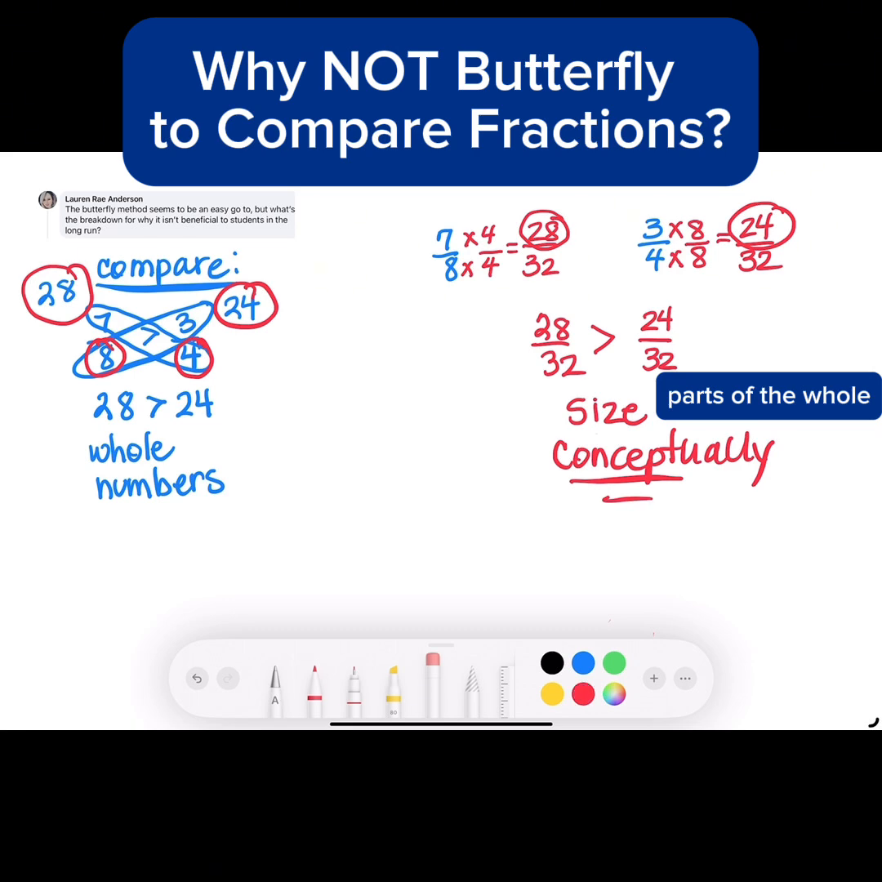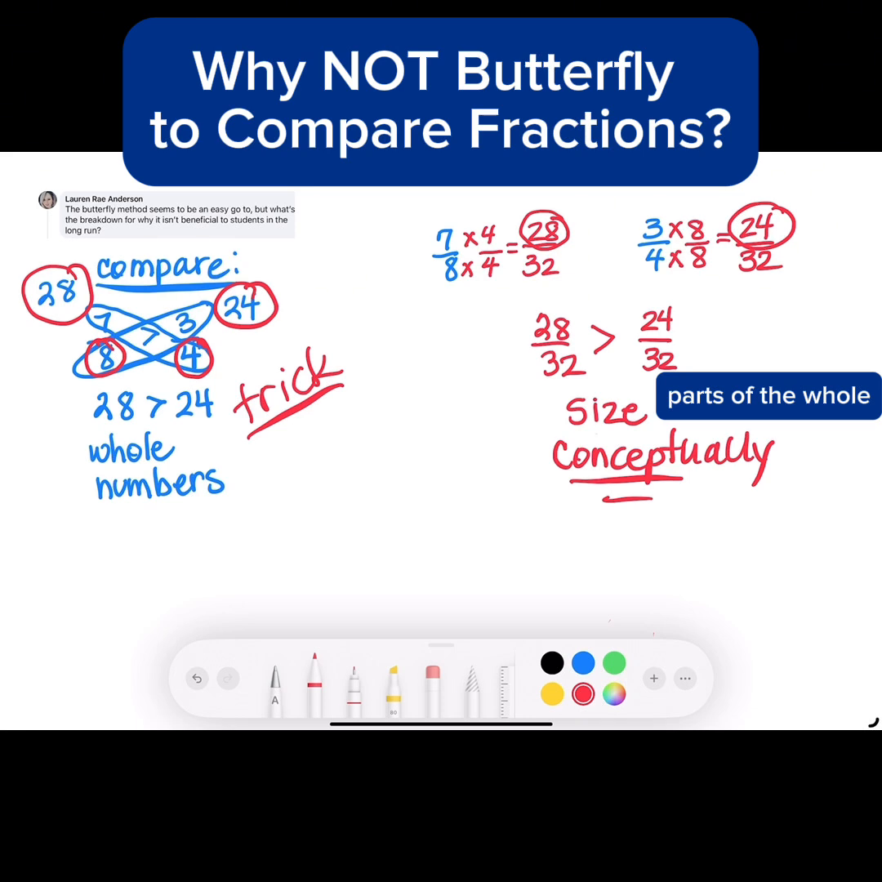When we teach a trick without teaching students other strategies, they tend to focus only on that trick. And so they don't develop an understanding of what they're actually doing and know how to work smart when comparing fractions or calculating with fractions in general.